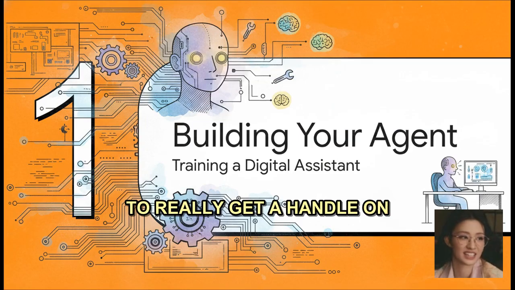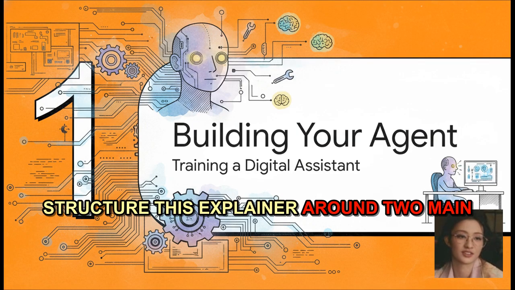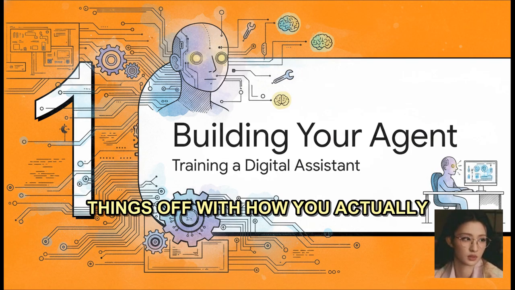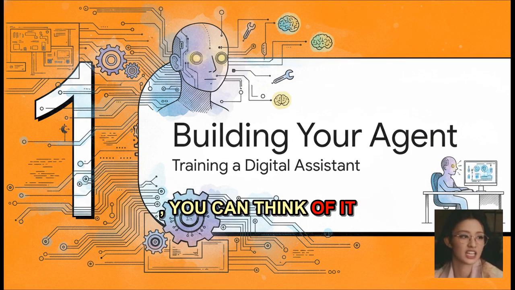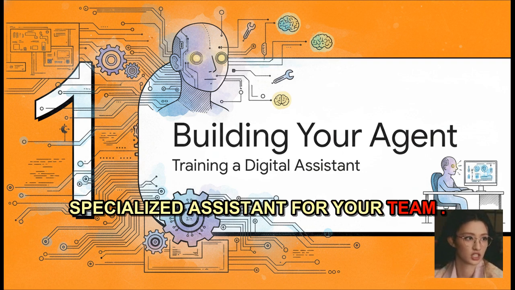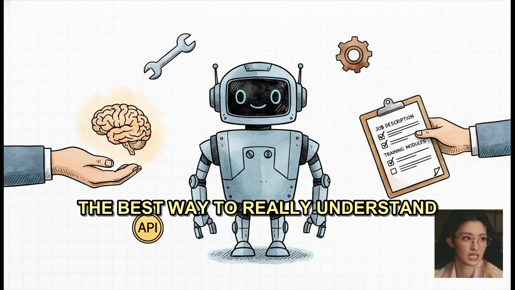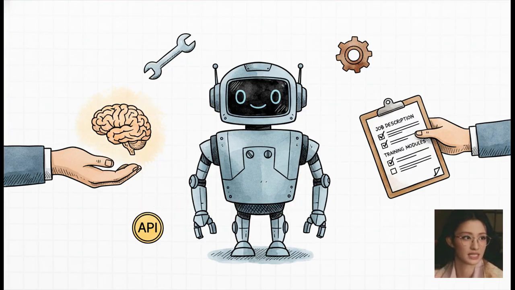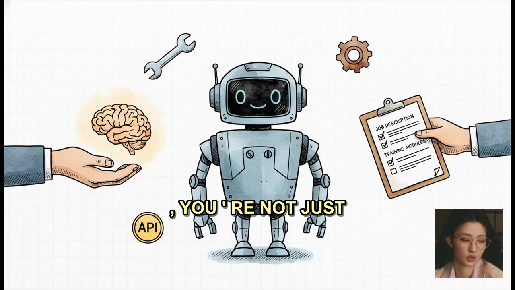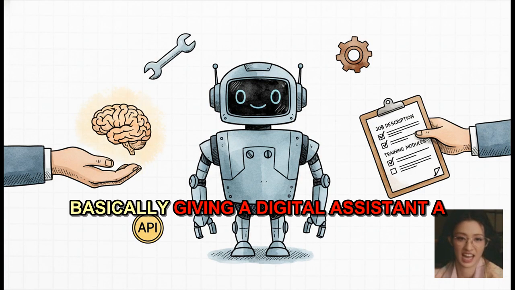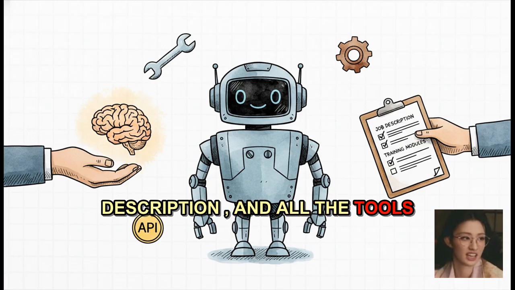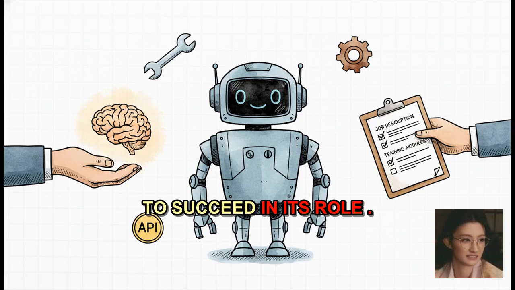To really get a handle on this, we're going to structure this explainer around two main phases. We'll kick things off with how you actually build an agent, which, honestly, you can think of like training a brand new, super specialized assistant for your team. The best way to really understand all the moving parts here is through this analogy. When you're setting up an agent, you're not just writing code. You're basically giving a digital assistant a brain, a really clear job description, and all the tools it's ever going to need to succeed in its role.